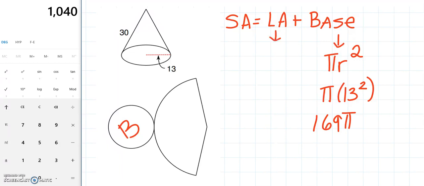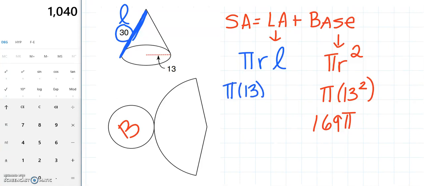Now I need to find the lateral area. I told you that the formula for lateral area is pi r l when you're dealing with a cone. We have the same radius of 13, and our l is the slanted length that they gave us. That's your 30. So we're going to plug that in: pi times 13 times 30. In our calculator, 13 times 30 is 390. So 390 pi.